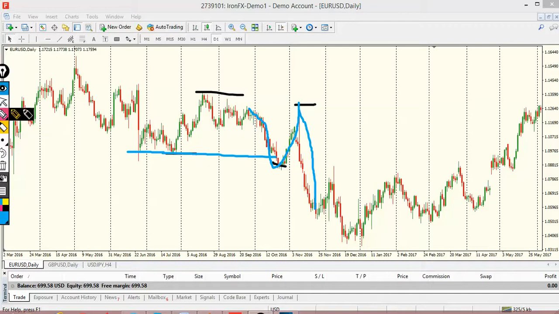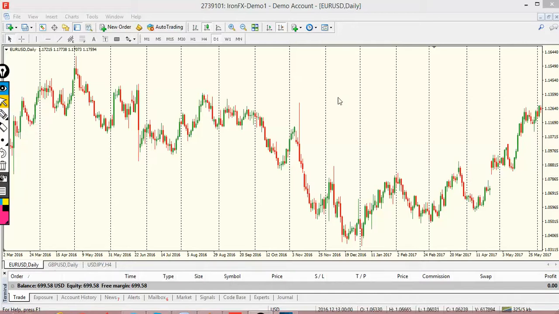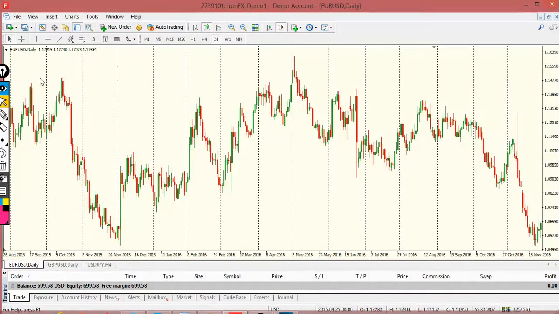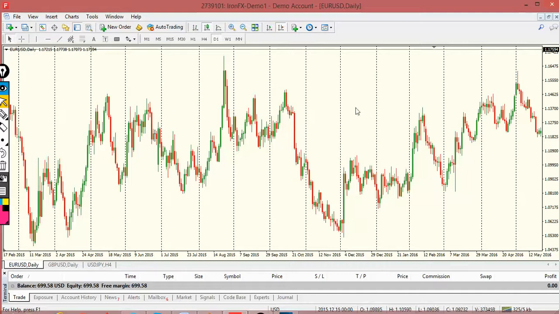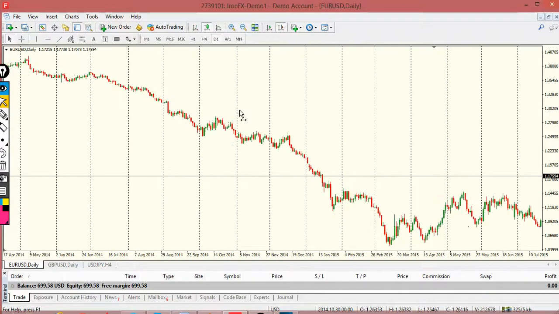Yeah, so see that this was a support, then when it got broken it acted as resistance here. This is also a support, then resistance. So that is market structure. Let's do more examples. We want to see if we were trading something like this, how we would do it.